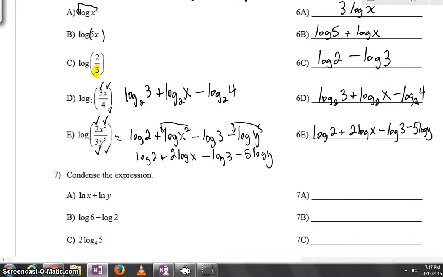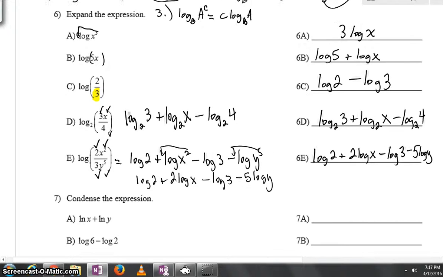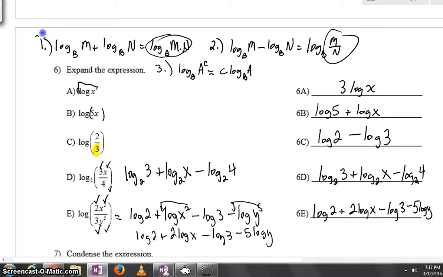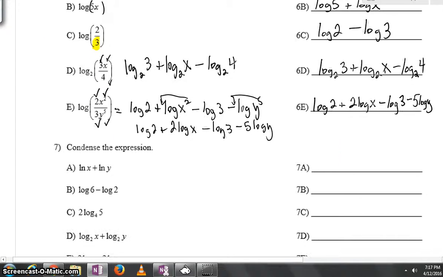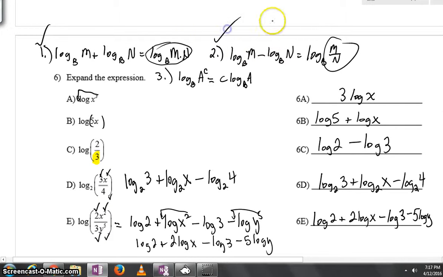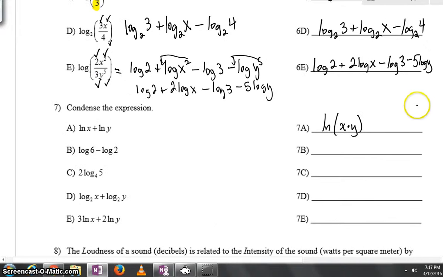Well, with 7a, the addition of 2 logs, you can see up on top is going to be property number 1. And that, of course, is just going to become the natural log of x times y. Property number 2 involves the subtraction of 2 logs. That's what we see in letter B. This will become the log of 6 over 2. Now you can leave your answer like that, and that's fine. However, 6 divided by 2 is really just a 3, and it would reduce to that.